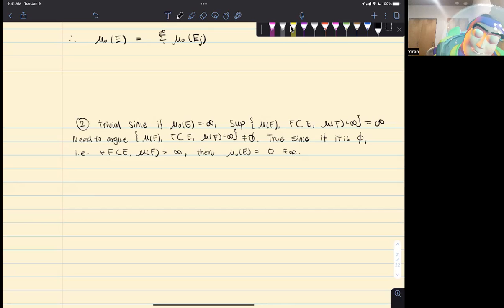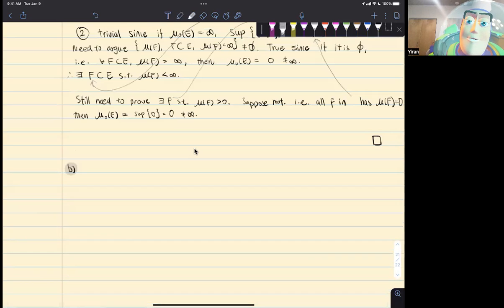Okay, so let's do part B. Let's see what part B is saying. Part B.